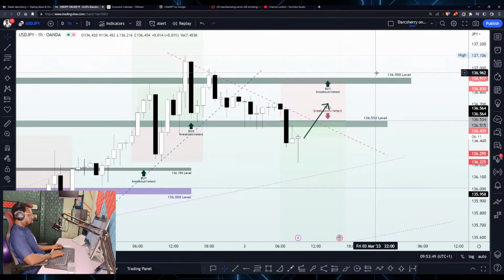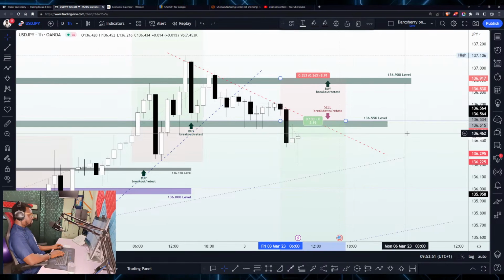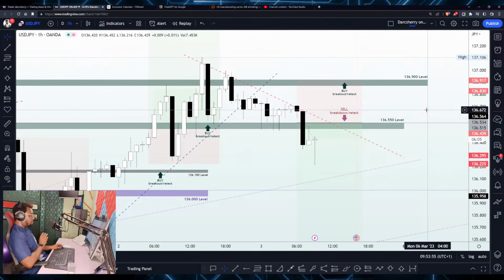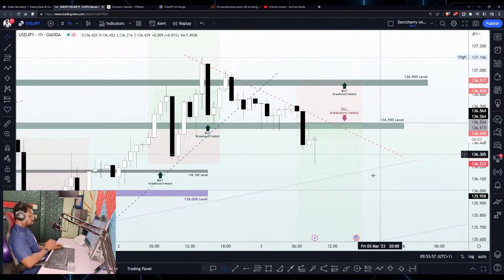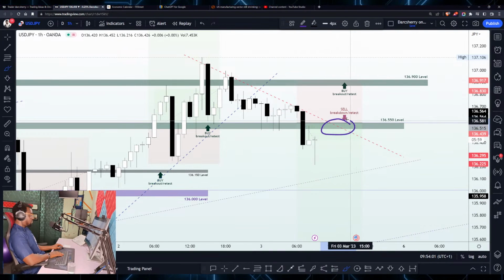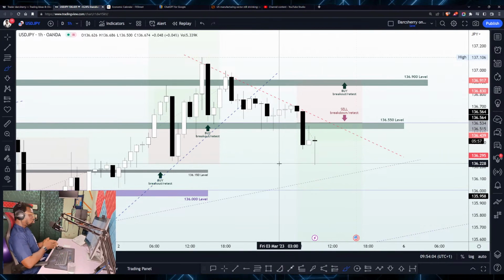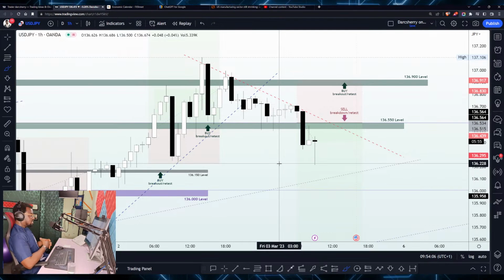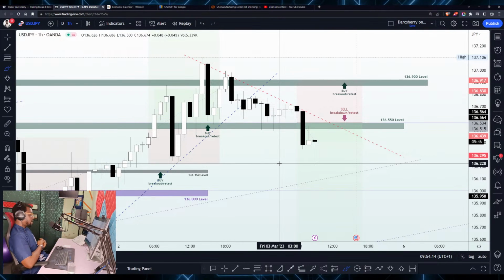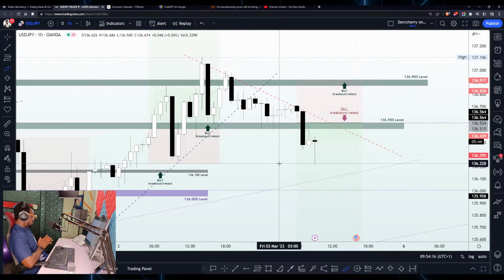So what this current structure simply says is that if price action breaks out of that trend line, we shall be changing our bias on this one. But as long as price remains below the bearish trend line and the 136.550, we continue to hold on to our bearish bias on the USDJPY. So this is my scenario here on the USDJPY. Let's ensure that we are on standby to catch either of these opportunities as price action evolves.